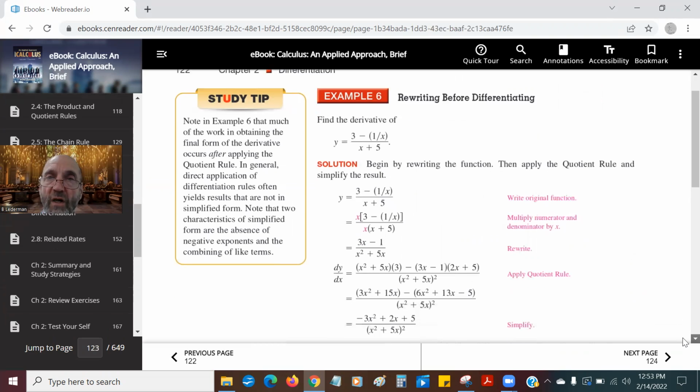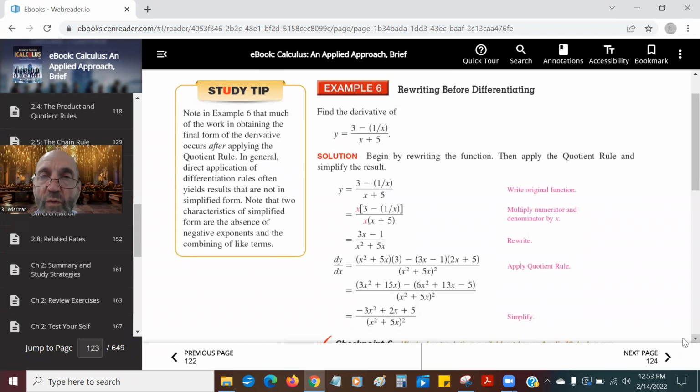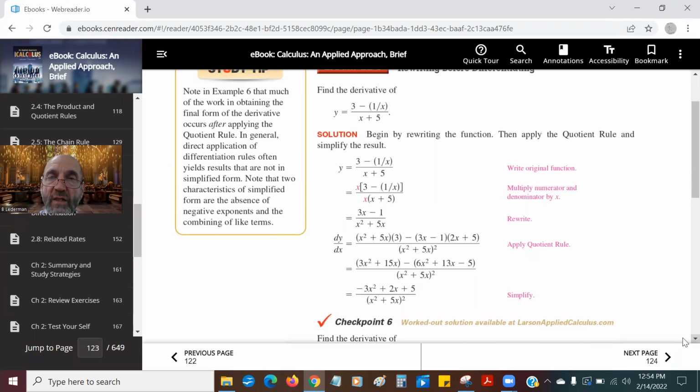Find the derivative of y equals 3 minus 1 over x plus 5. So we want to begin by rewriting the function, and then we want to apply the quotient rule. So I'm going to rewrite this by multiplying top and bottom by x, and I get 3x minus 1 over x squared plus 5x. And that's because I don't want to deal with fractions inside fractions.